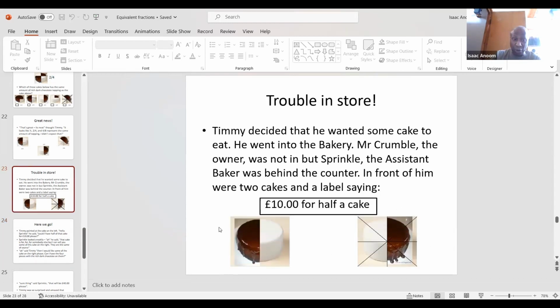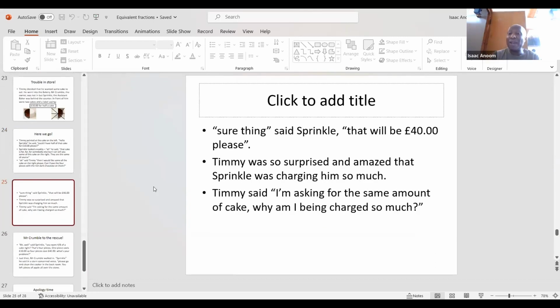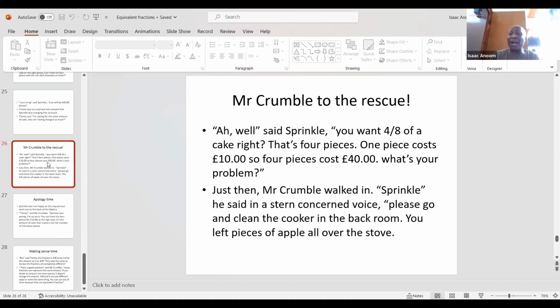Okay, cake on the left, cake on the right. Okay, said Timmy, then I would like some of the cake on the right, please. Can I have the 4 pieces with the rich dark chocolate on them? Sure thing, said Sprinkle, but that will be £40, please. Timmy said, but I'm only asking for the same amount of cake. Why am I being charged so much? Oh, well, said Sprinkle, you want 4 out of 8 pieces of a cake. That's 4 pieces. 1 piece costs £10, so 4 pieces will cost you £40. What's your problem? Just then, Mr. Crumble walked in.